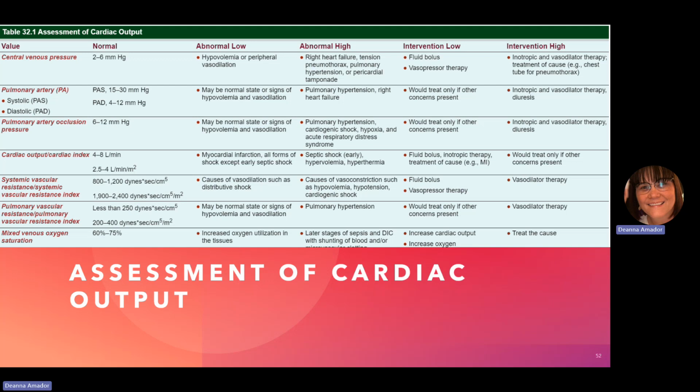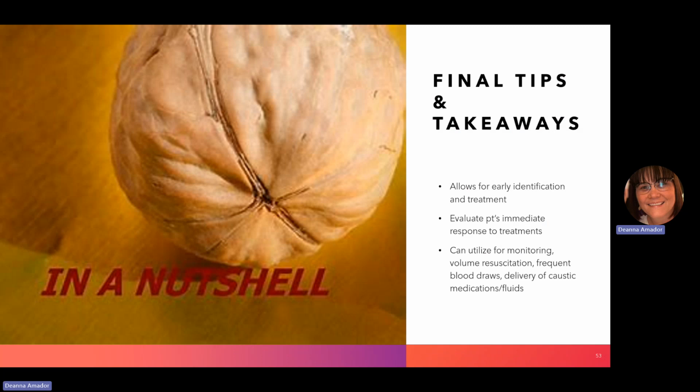Okay, guys. So that's it in a nutshell. So some final tips and takeaways would be to know that invasive hemodynamic monitoring is important to allow early identification and treatment of complex medical problems of the critically ill patient. We talked about the use of a central venous or PA catheter so that the nurse can evaluate the patient's immediate response to specific treatments like inotropic medications, vasopressors and or mechanical support.